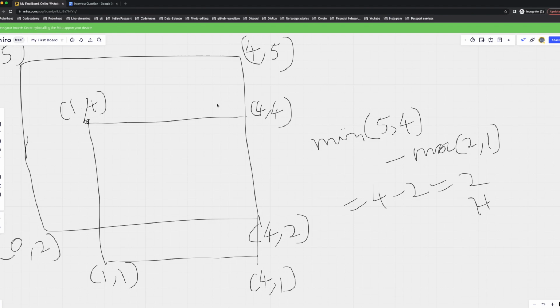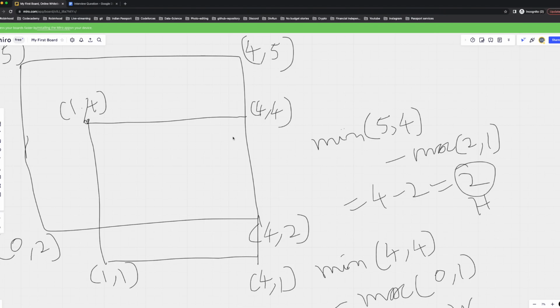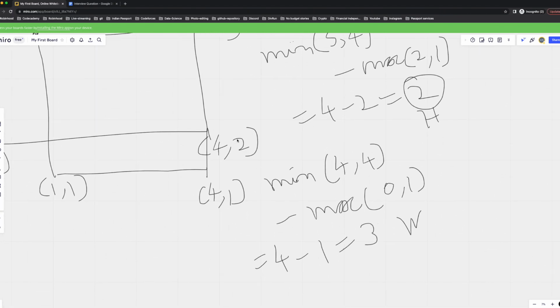And for the width, we had the formula which was the minimum of x3, x4, which is 4,4, minus the max of x1, x2, right, which was 0,1. So which is going to be 4 minus 1, which is going to be 3, which is our width. So 3 into 2 will give us 6. So 6 will be our answer, right? And we'll get our solution.